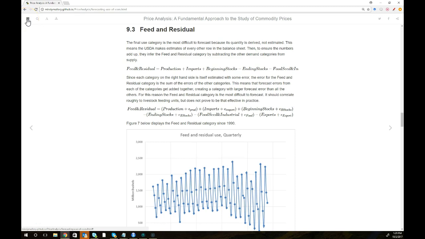Continuing now in Chapter 9 of Price Analysis, a fundamental approach to the study of commodity prices, we're going to take a look at the third and final use category, and that is the feed and residual category.